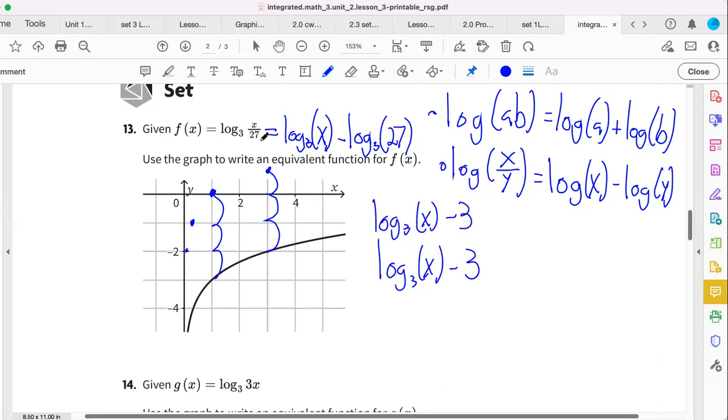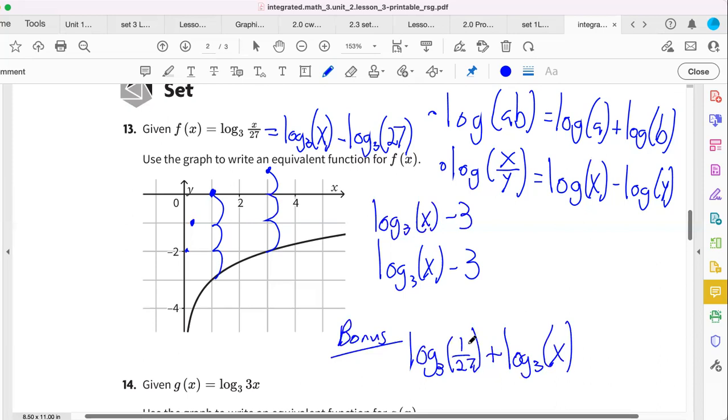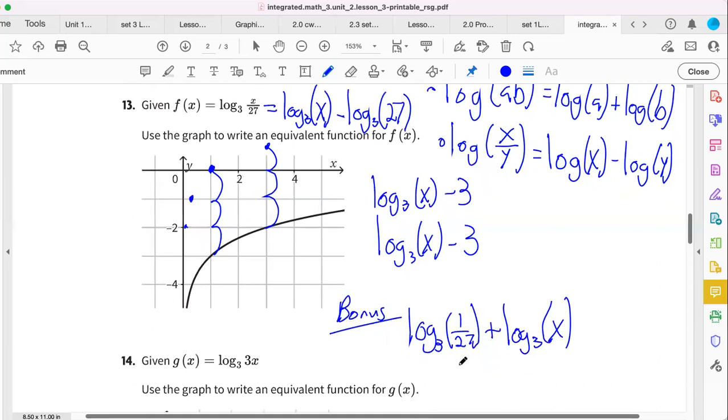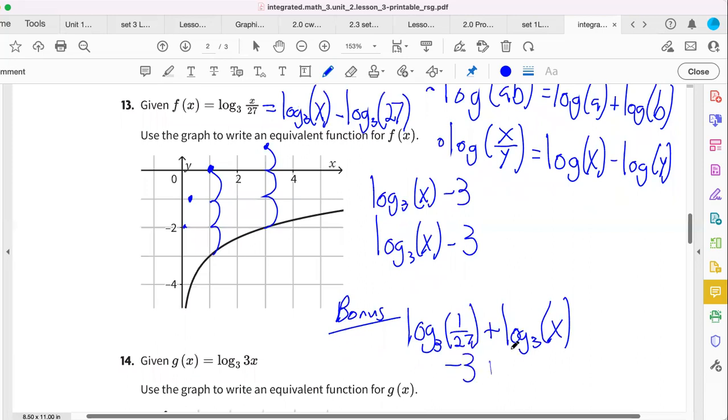You could also think about this, and this is like bonus points right here. I'll even write bonus. Another alternative approach you could think for this is that it's log base 3, no doubt, but you could think of it as log base 3 of 1/27 plus log base 3 of X. And since this is an argument that's a fraction, you can write it as a negative number. It's -3 plus log base 3 of X. So you have a few approaches you can now take. You could have looked at the visual. That would have been okay.